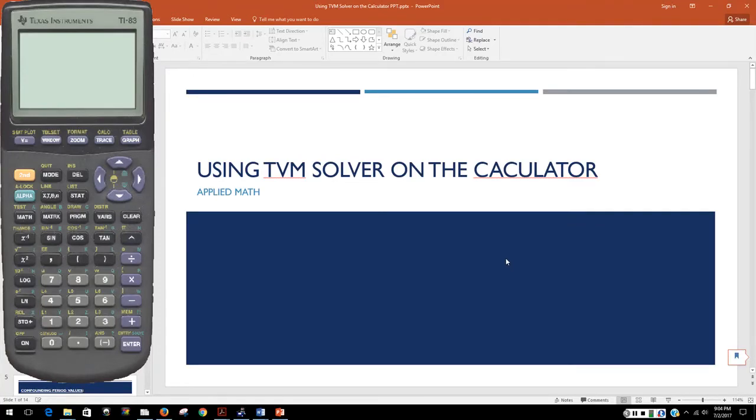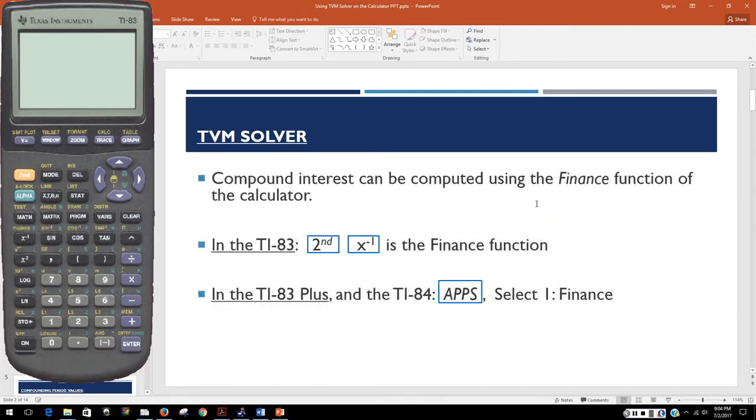Okay, this video is to show you how to use the TVM solver on the calculator, which I just realized I misspelled, but we'll have to deal with that. The TVM solver lets us find compound interest.